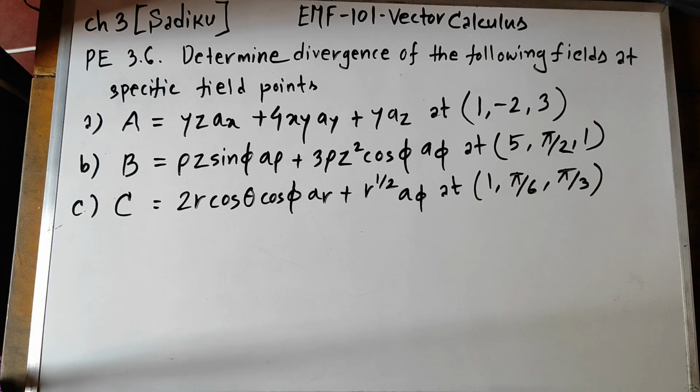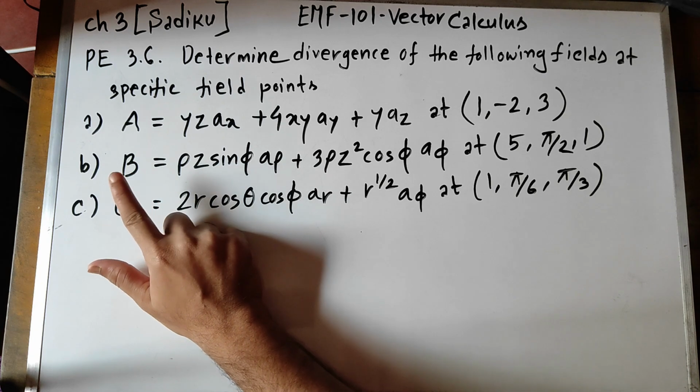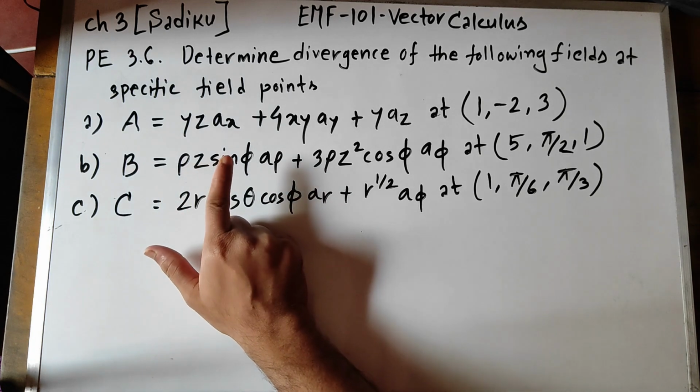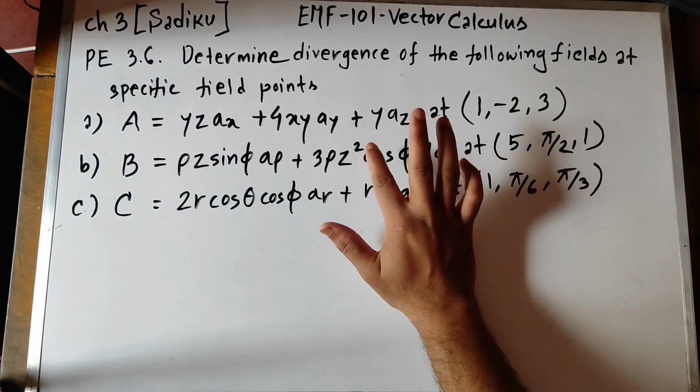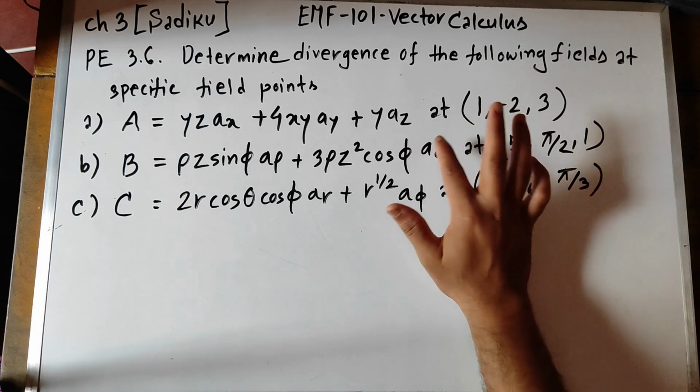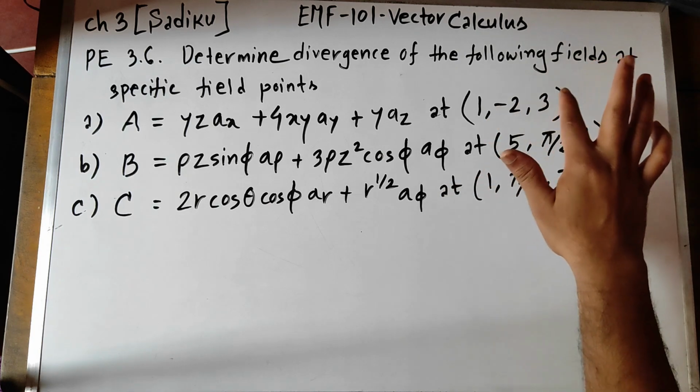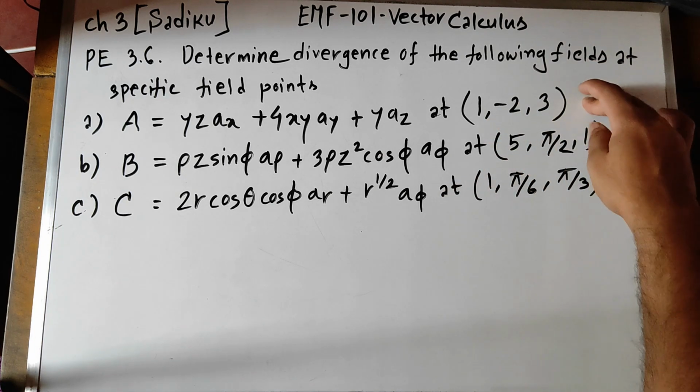In this video, I'm going to solve another exercise problem from chapter 3, practice exercise problem 3.6. We have to determine the divergence of the following vector fields at specific field points. The vector field A is yz in the direction ax, plus 4xy in the direction ay, plus y in the direction az, at point (1, -2, 3). This is in Cartesian coordinates.